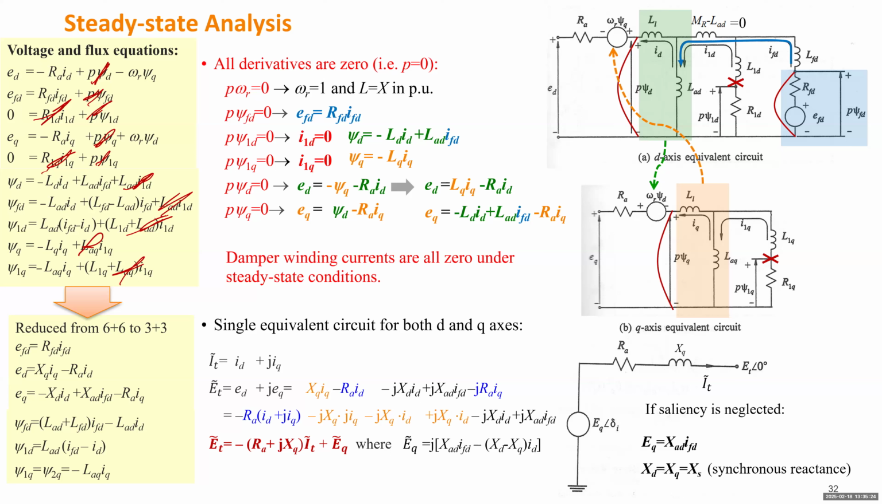And also for a round rotor generator, you can ignore this term. This term is proportional to the difference between the D and Q axis inductances. And if this one is 0, then EQ, this internal voltage, is proportional to field voltage. This makes a lot of sense. So you have an internal voltage, and that voltage is proportional to the field voltage, the field current. So if you increase field current, you are going to increase this voltage.